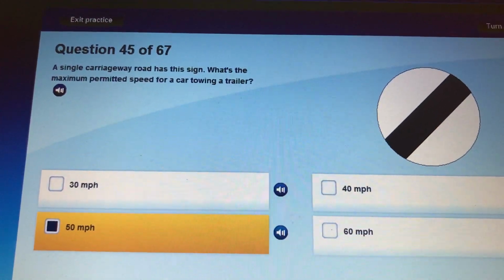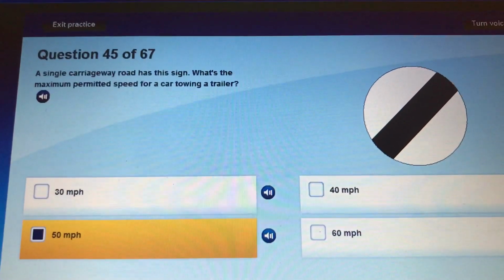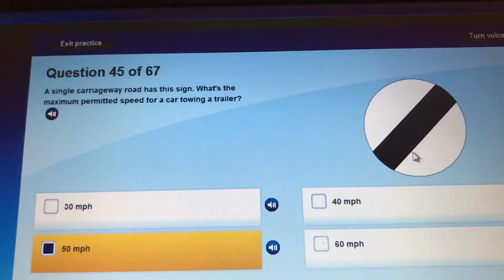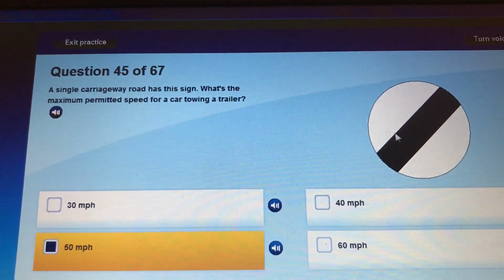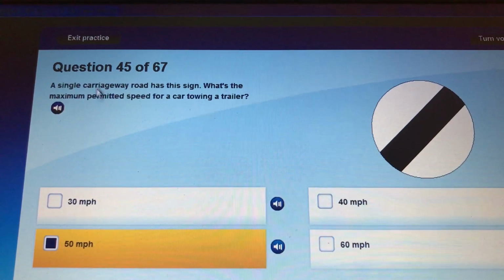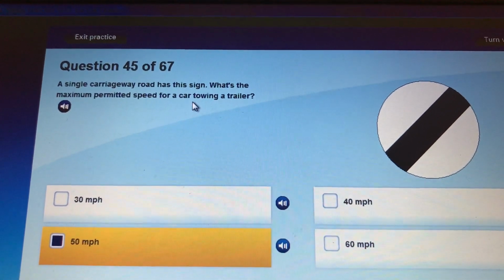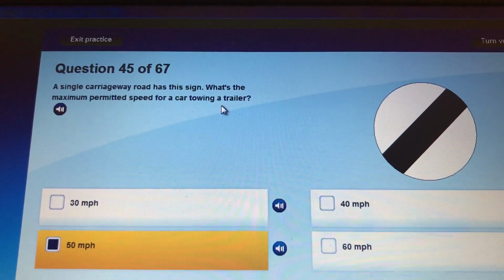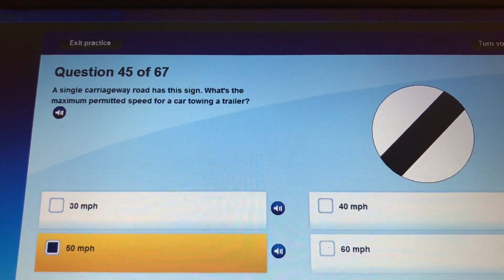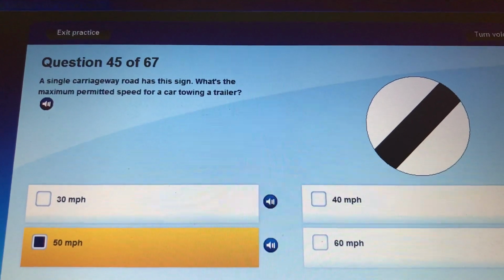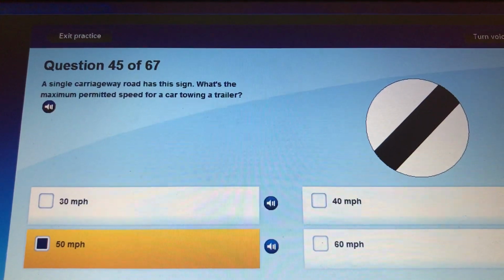A single carriageway road has this sign. This sign means national speed limit applies. So what is the national speed limit for a car towing a trailer on a single carriageway road? 50 miles per hour.